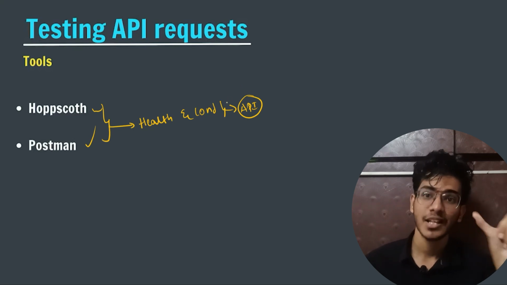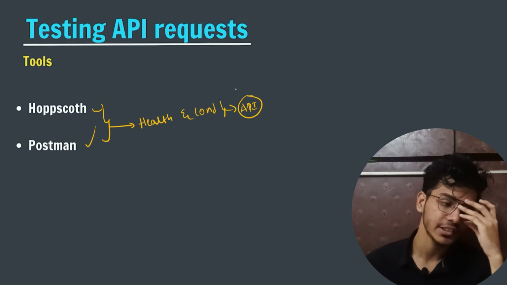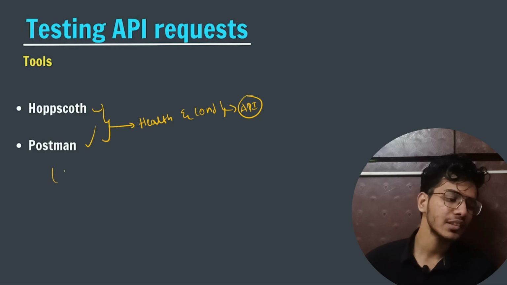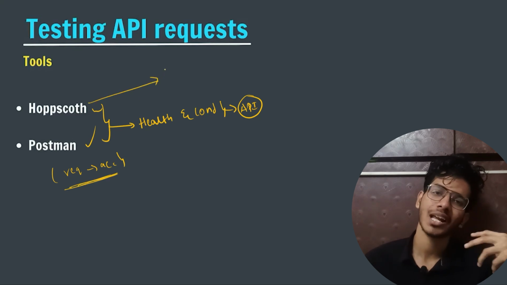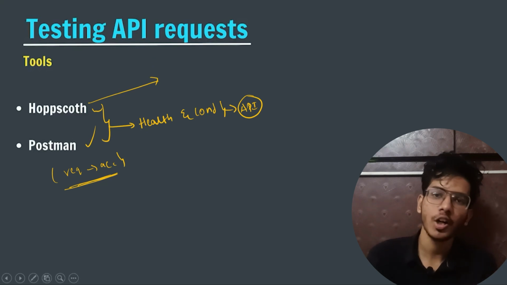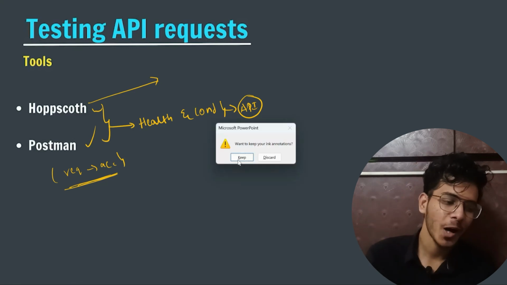Now in this session we are going to use the tool Hopscotch because it is easy to understand and it doesn't require any sign up or account creation process. You can also use Postman. Postman is used by many developers, but for basic operations it requires you to create an account, but Hopscotch for basic operations like checking the health of an API doesn't require you to create an account. That is why we are going to use Hopscotch, but at the same time you can also use Postman. So let us see how Hopscotch will work.